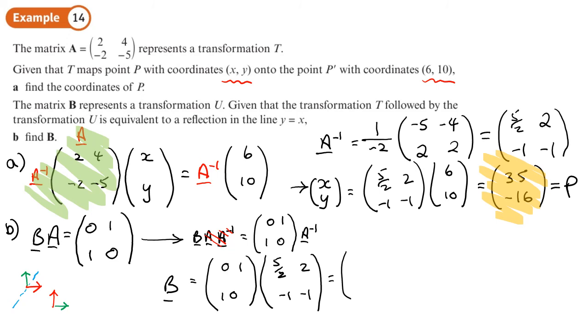So I will get negative 1 here, and then negative 1 here as well. In the bottom row, I'll just get this 5 over 2 or 2.5, and then I will get 2 here. So this matrix here represents my matrix B.